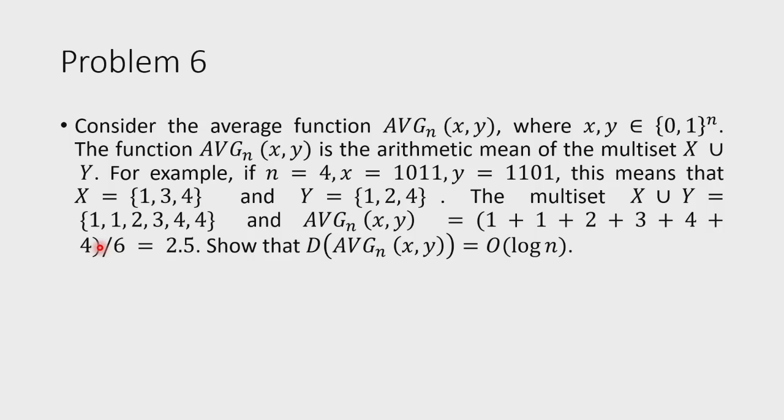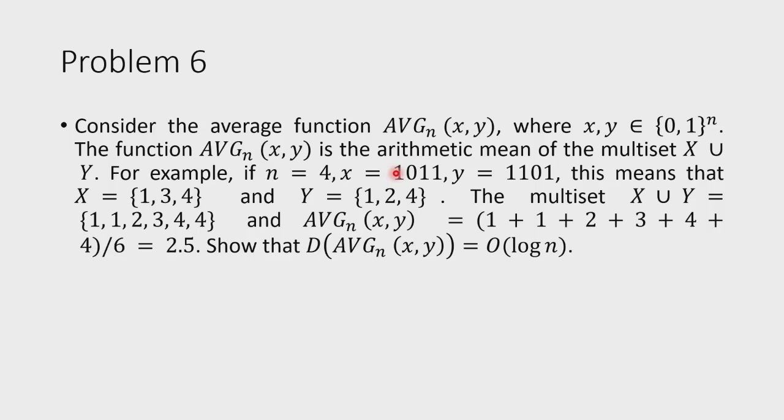So the next problem is the following. Consider the average function avg n of x comma y, where x and y are in 0, 1 to the n. The function average of x comma y is the arithmetic mean of the multiset x union y. So what is the set x and y over here? For example, if n is equal to 4 and x is the string 1011 and y is the string 1100, this means that the set x is 1, 3, 4. So we'll treat this string as a characteristic vector for the set 1, 2, 3, 4.